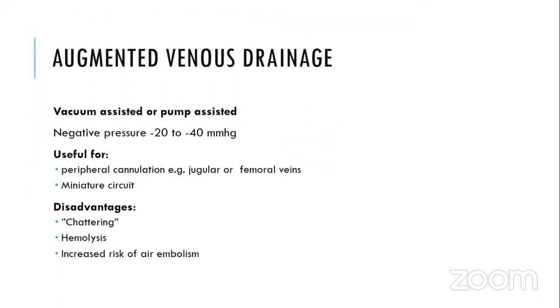We also have augmented venous drainage, vacuum assisted or pump assisted, where a negative pressure is applied, usually -20 to -40 mmHg, useful for peripheral cannulation and miniature circuits. Disadvantages: chattering, hemolysis, and increased risk of air embolism.